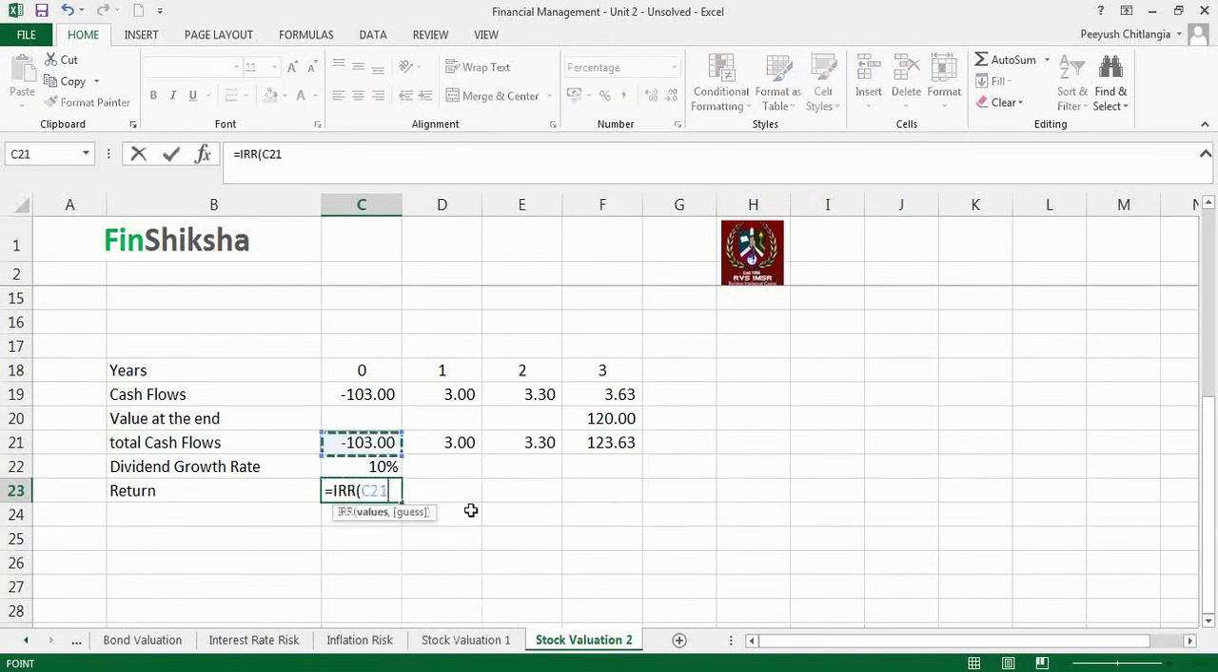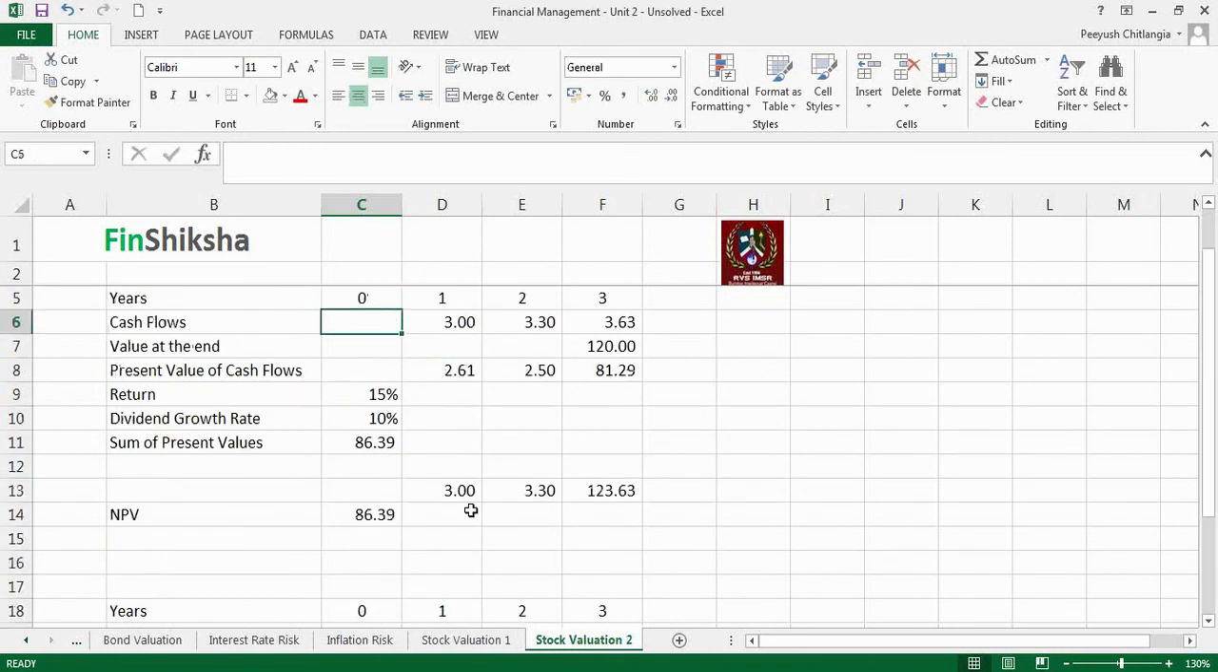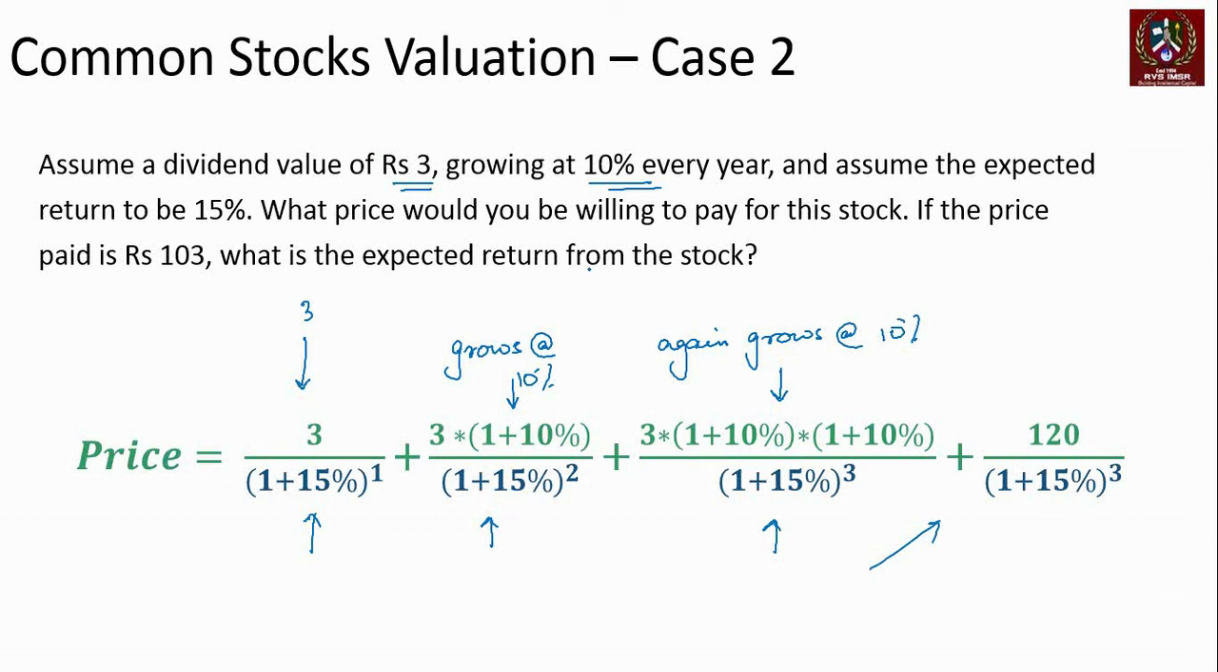Can we calculate using IRR? We can just select this set of data and the IRR works to 8.27%. Right? The IRR works to 8.27%. If you want to recheck this entire data, if I put 8.27% in our first question equation, we get the sum of present values as 103. So the calculation is absolutely correct. 8.27% is the return that someone will make if they buy this stock at 103, right?